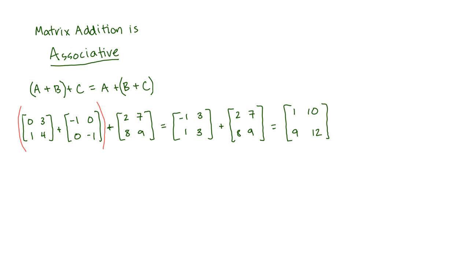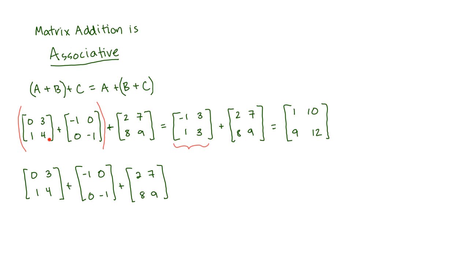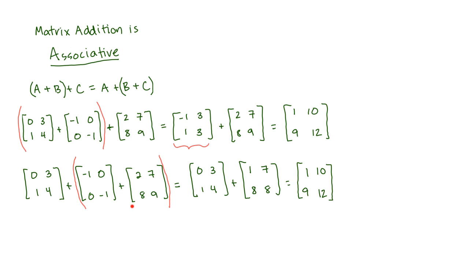So here's an example. This would be matrix A, this would be matrix B and C, and this side up here. And so when I combine A and B, I get this matrix. And then when added to C, we get this 1, 10, 9, 12. But if I group the other two matrices first, so B and C got grouped, here's the resulting matrix, and then I add it to matrix A, I again get the same answer. So matrix addition is associative.